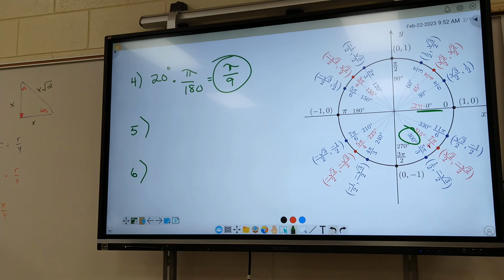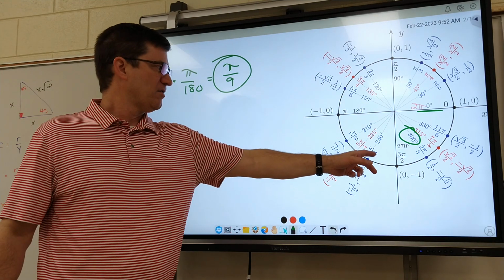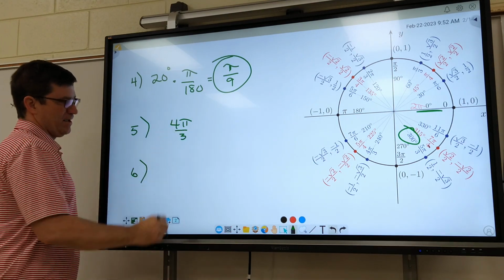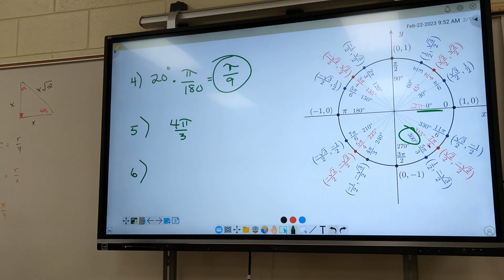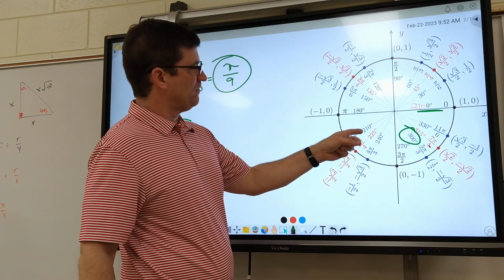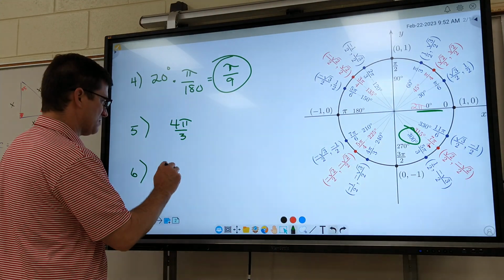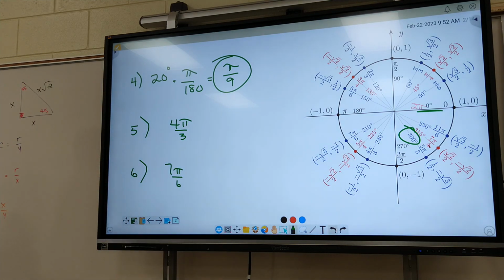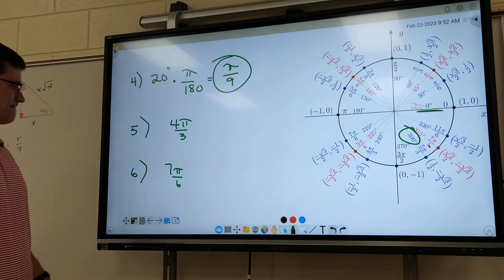All right, what does 5 say? 240 degrees. You can just look that one up on the circle. 4 pi over 3. And number 6 says negative 150. There's positive 150. So negative 150 is there. 7 pi over 6. Anybody got another answer you want to ask a question about on 5 or 6? Everybody okay? All right.